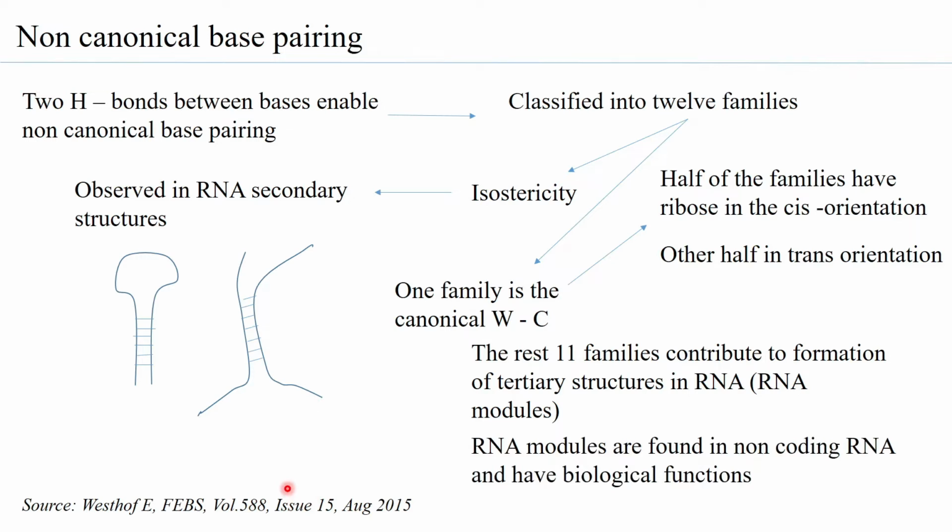So when you say non-coding RNA, you can think of, for example, tRNA, or introns, or small nuclear RNA or ribosomal RNA, or you can also think of siRNA, miRNA. These are all non-coding RNA. So you will find that such RNA modules have been formed in the RNA structure due to the non-canonical Watson and Crick base pairing, and all of these basically have specific biological functions. So the RNA modules that are formed because of non-canonical base pairing lead to specific biological functions.